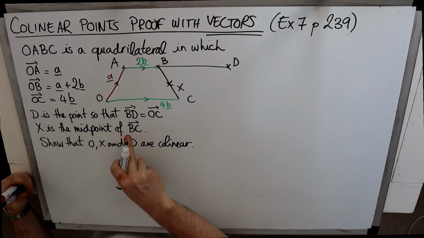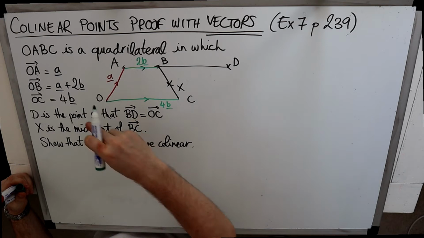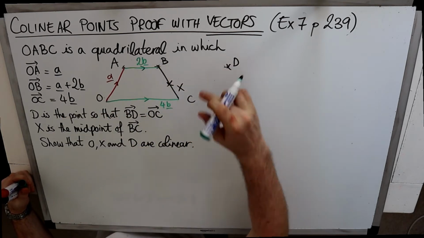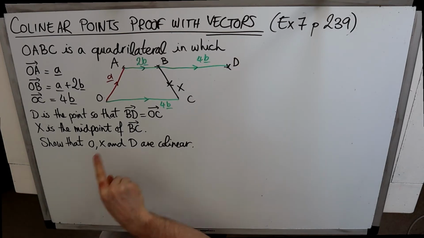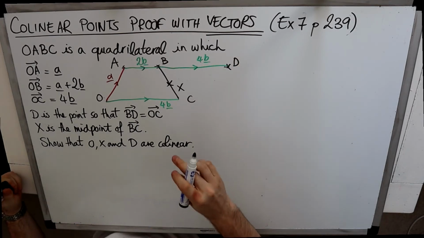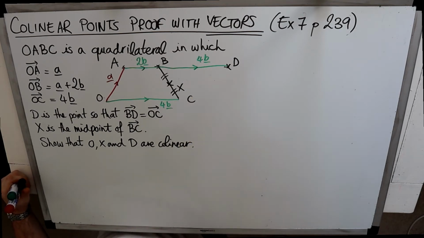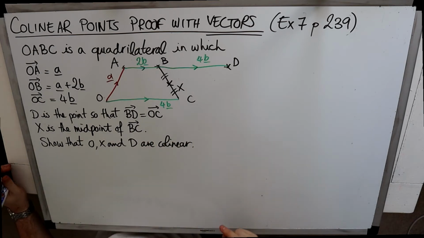D is the point such that BD is equal to OC. So these are two vectors that are equal. BD equals OC, and because OC is equal to 4B, I can replace this with 4B as well. And then finally we're told that X is the midpoint of BC. Now this doesn't mean anything yet in terms of vectors, but it might be useful to know that that is the middle of BC. So already it's a little bit more colorful, but it might be more accessible because I can now navigate through all the different points using the vectors that we've defined at the beginning.